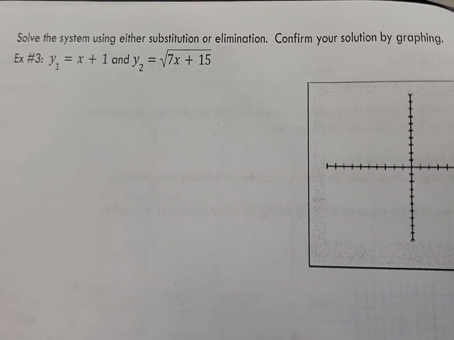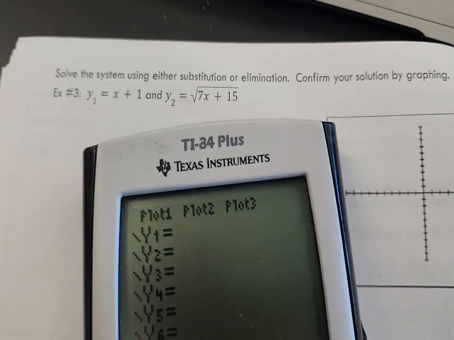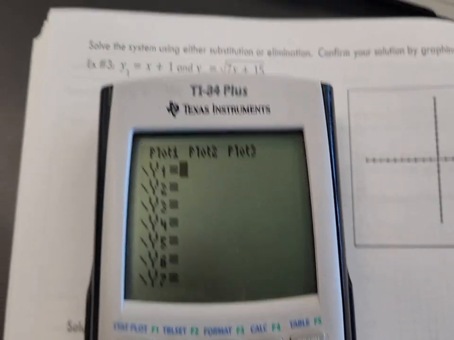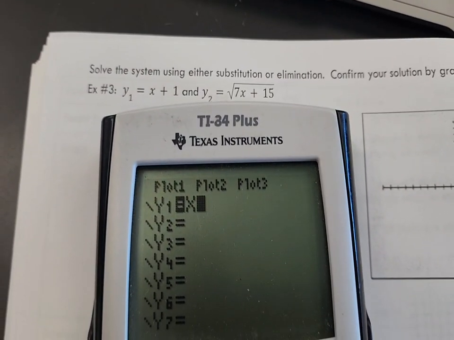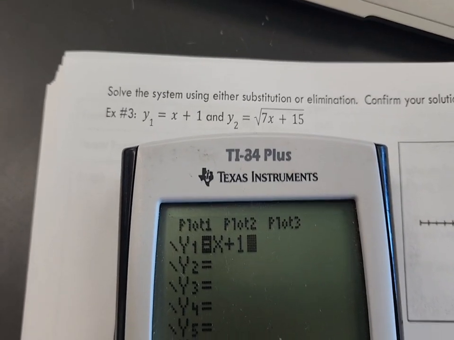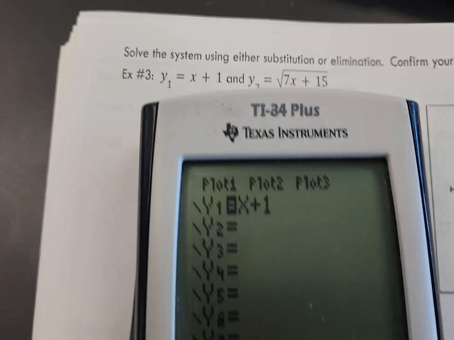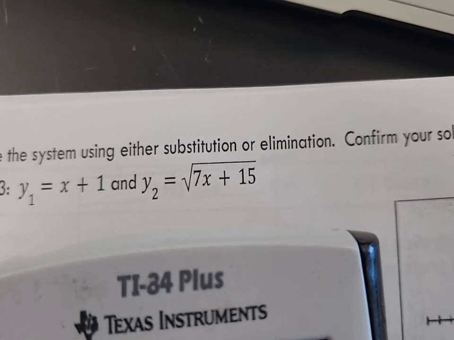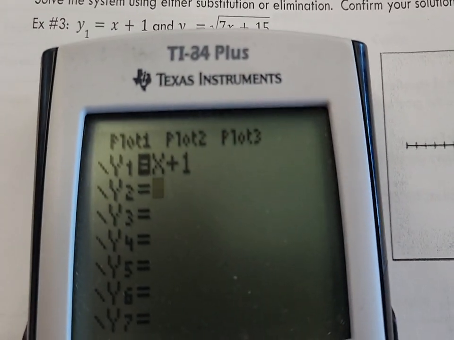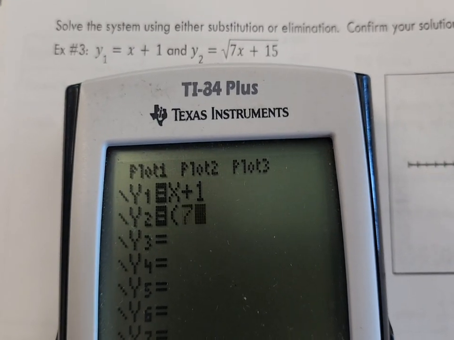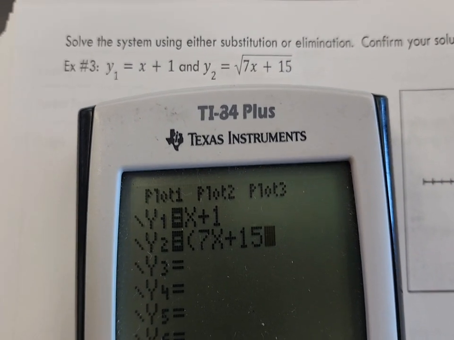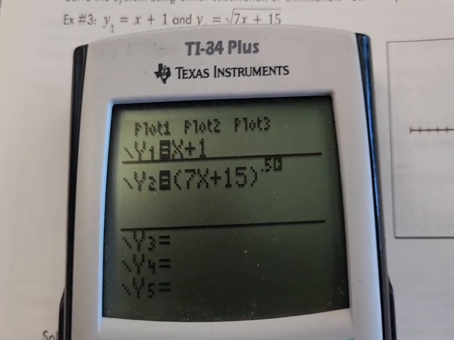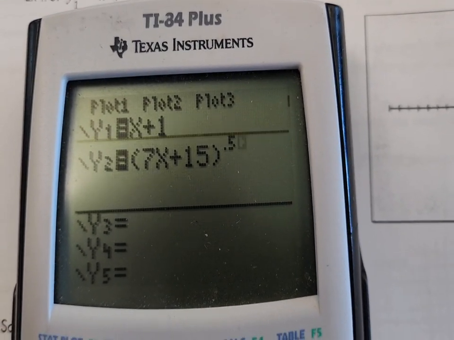All right, now that we've found the solution algebraically, we're supposed to confirm it by graphing. So what we're going to do is graph both of these functions. Notice the first one is x plus 1. So I'm simply going to put x plus 1 as the first function and hit enter. And then what we need to do is put in the other function, which is root 7x plus 15. Now my style on this is I'll put 7x plus 15 in parentheses and then raise it to the 1/2 power, or the 0.5 power. So that's the same as the square root of 7x plus 15. So now I'm going to hit enter.